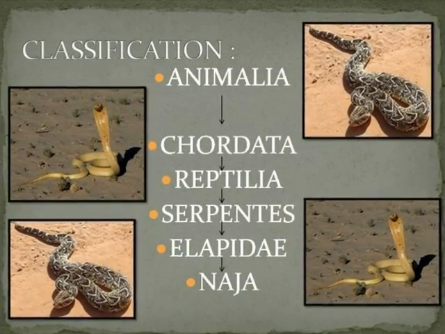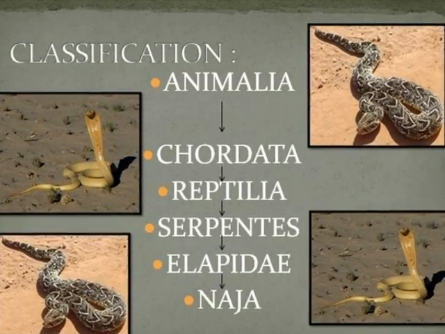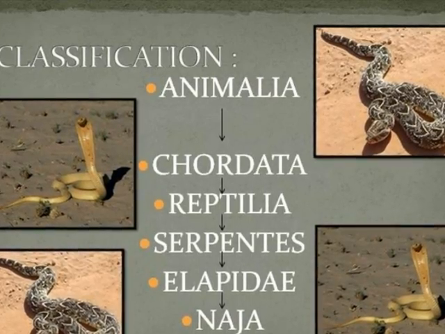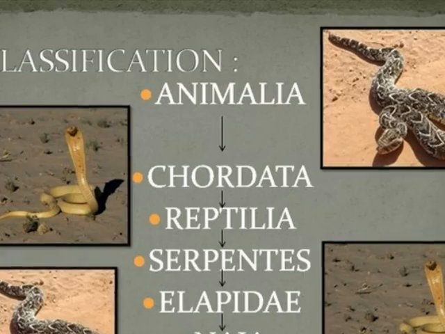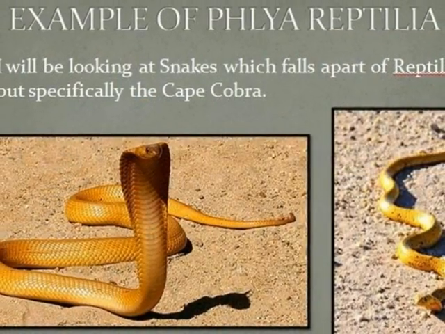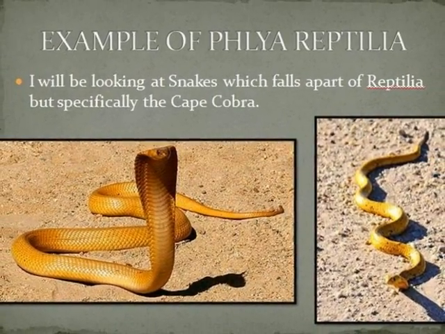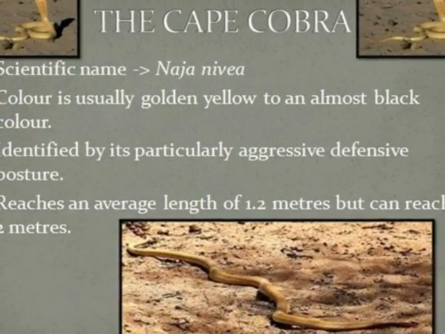This is the classification of the organism which I'll be dealing with. Its kingdom is Animalia, its phylum is Chordata, its class is Reptilia, its family is Serpentines, its order is Elapidae, and its genus is Naja. I will be looking at snakes, which are a part of Reptilia, but specifically the Cape cobra. The Cape cobra's scientific name is Naja nivea.